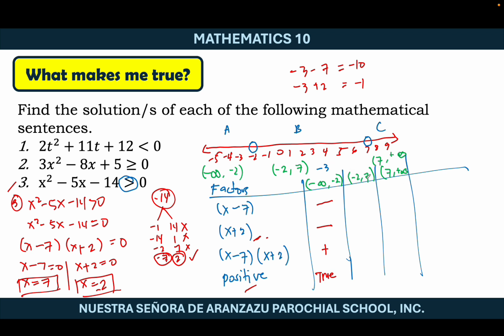Next, in between of negative 2 and 7, let us use 0. Kasi nandun naman si 0. Yun kasi madali eh.